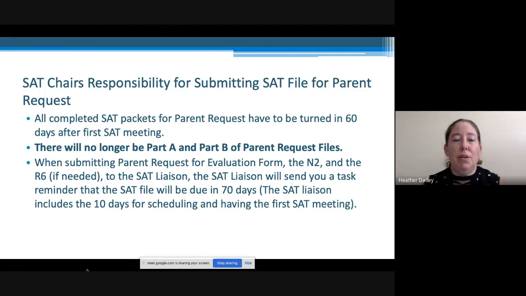Remember that if we haven't been in school for 6 weeks or longer, then there's not going to be the 6 weeks of data collection for Tier 1. You're going to move directly into Tier 2.